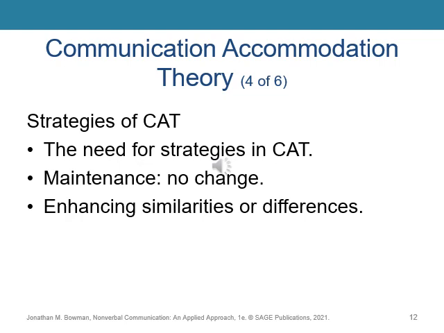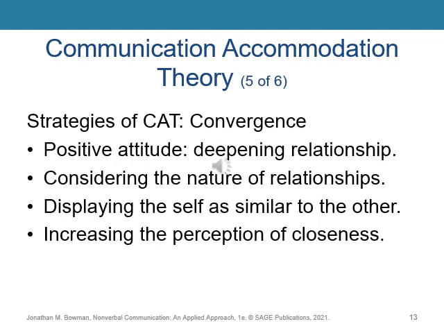Thus, many people engage in strategies that enhance either their similarities or their differences to indicate their desire to either approach or avoid an interaction. Where there is a positive attitude that is felt by an individual for another, the interest to deepen their relationship is indicated. The nature of our relationships, both romantic and with family, friends, co-workers, faculty, coaches, and random people, is constantly being considered. The first main strategy of CAT is convergence.